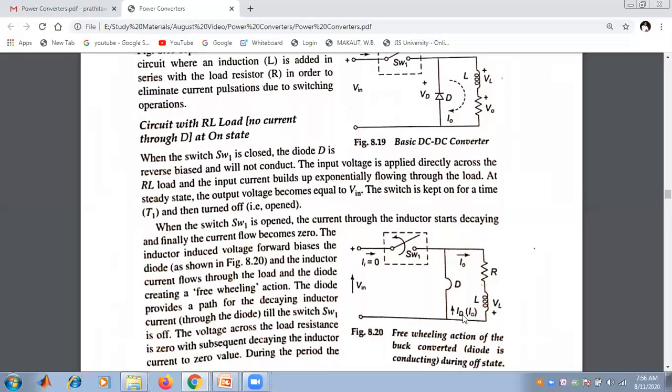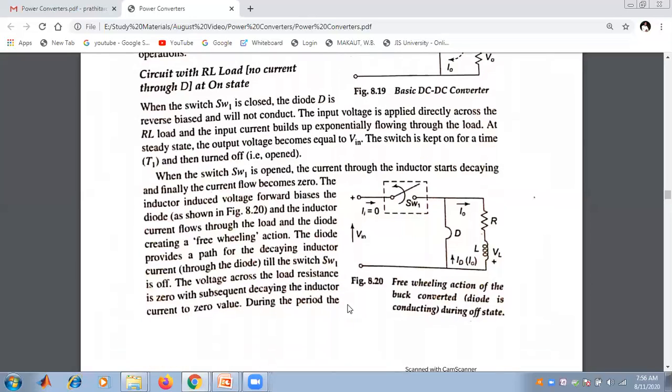So current will start flowing through the path, and the inductor current flows through the load and the diode, creating a freewheeling action. This is called the freewheeling action of the buck converter. That is, the diode is conducting during the off state. This is called the freewheeling action of the diode, where the current is flowing through that path.